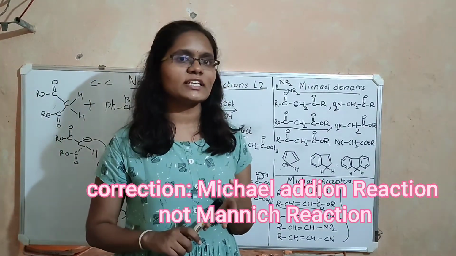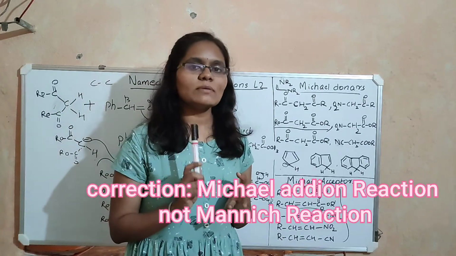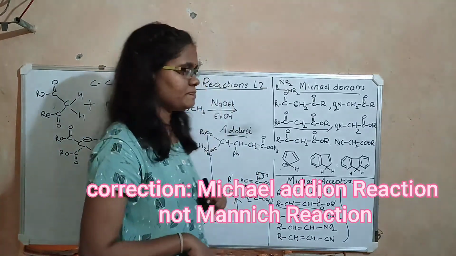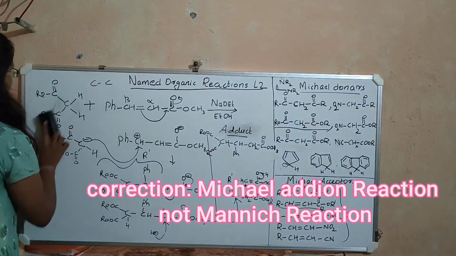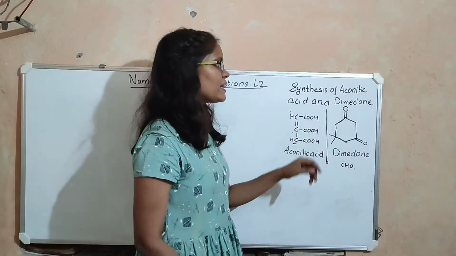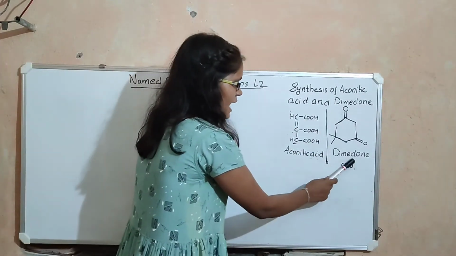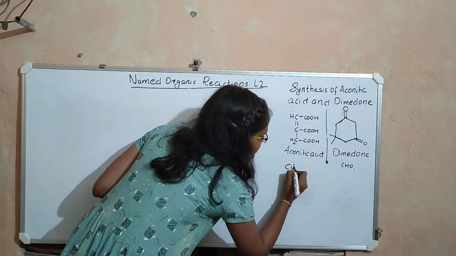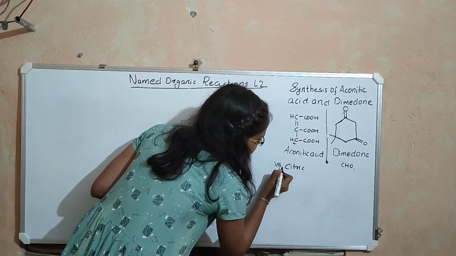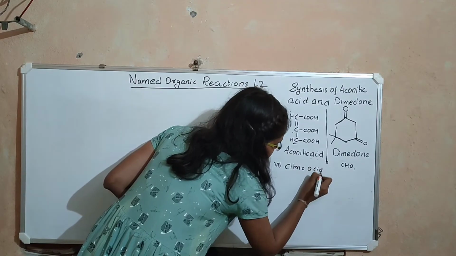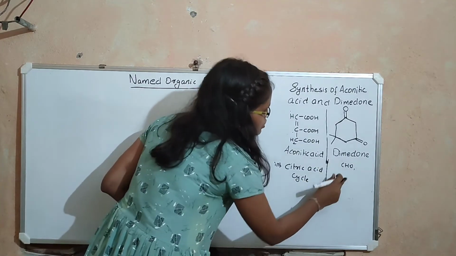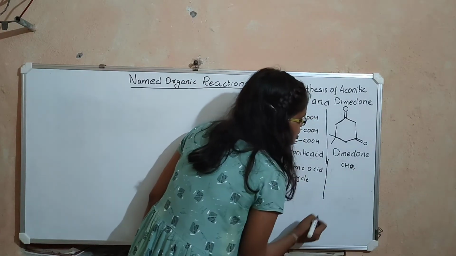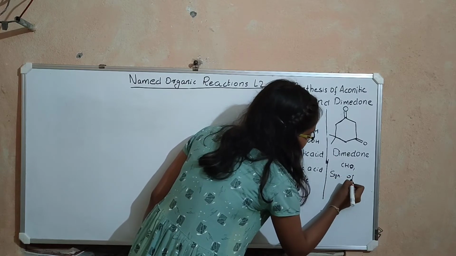Now let us do two important examples based on Michael reaction. Those examples are very important because they are considered as the applications of Michael addition reaction, that is synthesis of aconitic acid and dimedone. Aconitic acid is an important intermediate in the citric acid cycle that happens in our body. And dimedone is used to detect the presence of the CHO aldehyde group in organic compounds, and it is also used as a catalyst in synthesis of transition metal complexes.